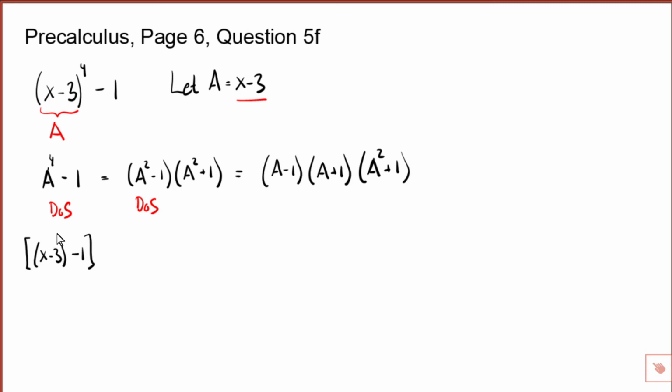So this expression is the first binomial with a equal to x − 3 substituted back in. We're doing the same thing with the second binomial. Again, I'm going to use square brackets, and then it's going to be x − 3 plus 1. And then the final bracket, now we have a², so it's going to be (x − 3)² + 1.